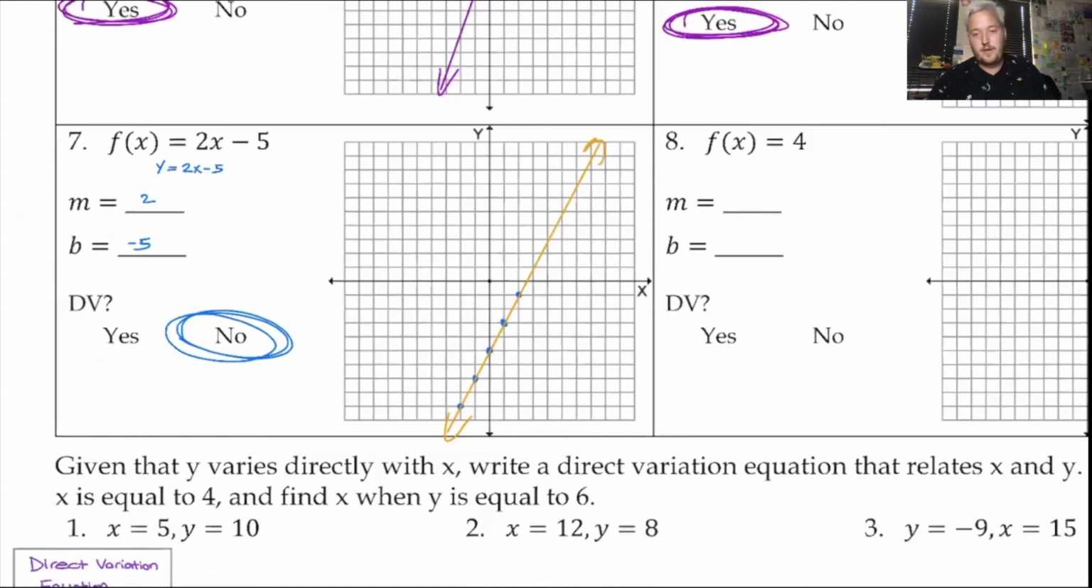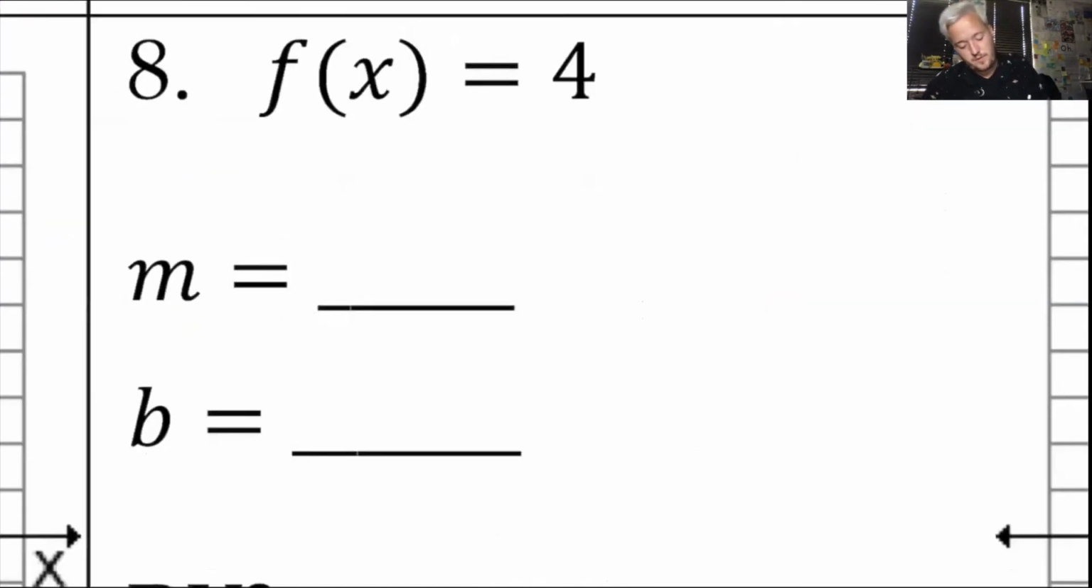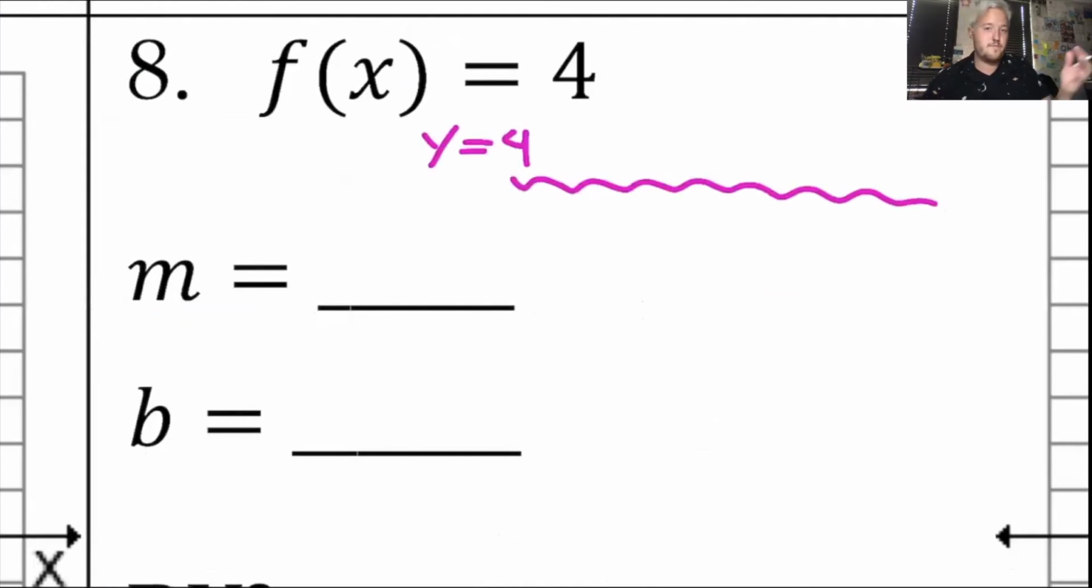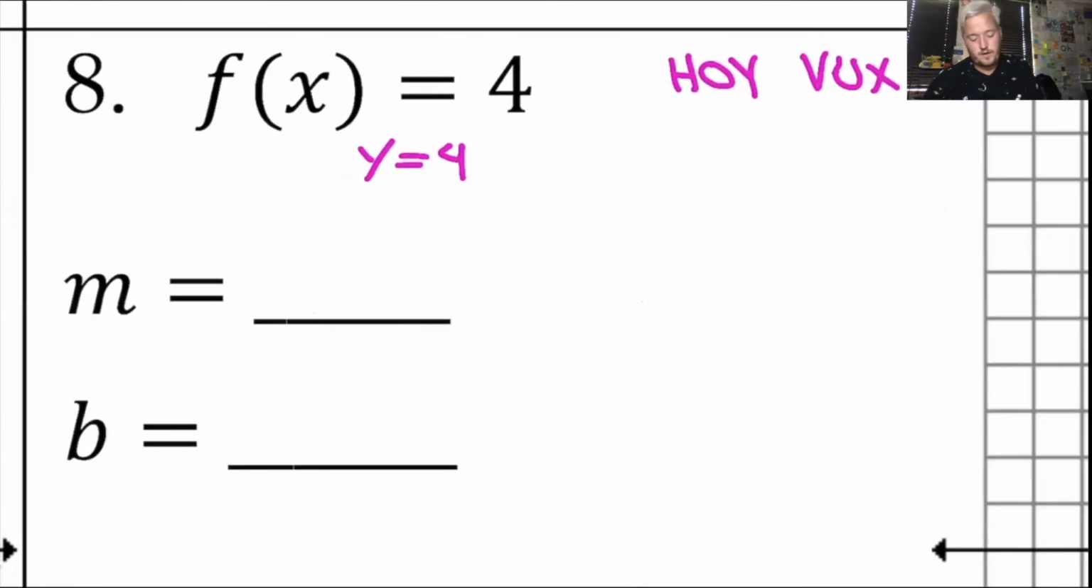All right, number 8. So referencing the previous problem, f of x, this is the same as y. So if you notice, there's literally no other variable, constant, coefficient. There's nothing on the right side except for that 4. So what does that mean? It means it's a Hoy-Bucks problem. So now ask yourself, is this going to be Hoy or Bucks? Well, we have a y equals, which means it's going to be a Hoy.